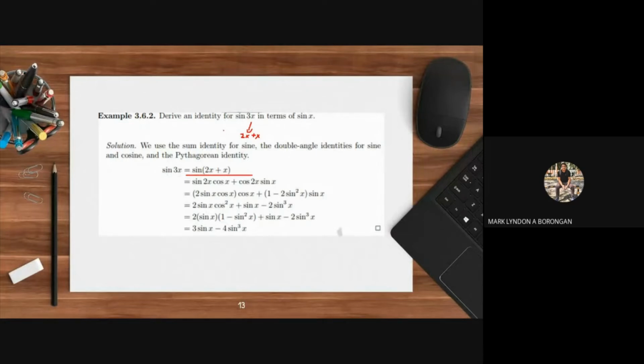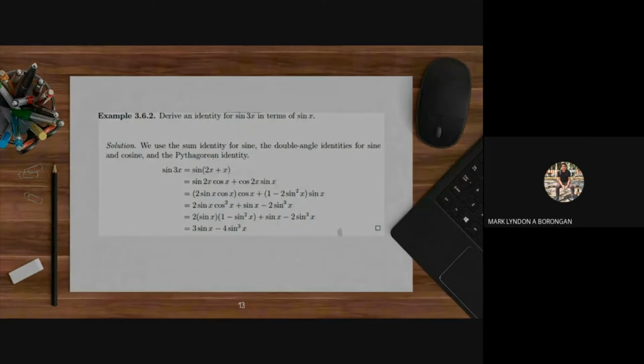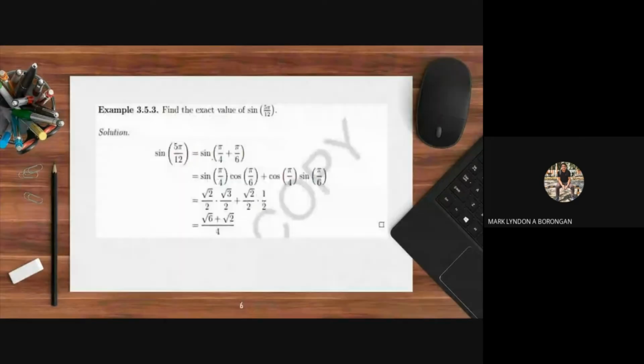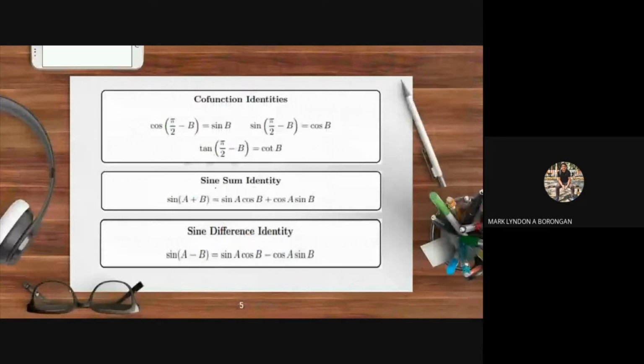So now, as you can see, natay sine of 2x plus x, di ba? Familiar man nga identity. You can find this identity sa atuang sum identities, no? So dara siya, atuang sum identities, which is sine of a plus b is equal to sine of a times cosine of B plus cosine of A times sine of B. Muna siya tong sine sum identity.